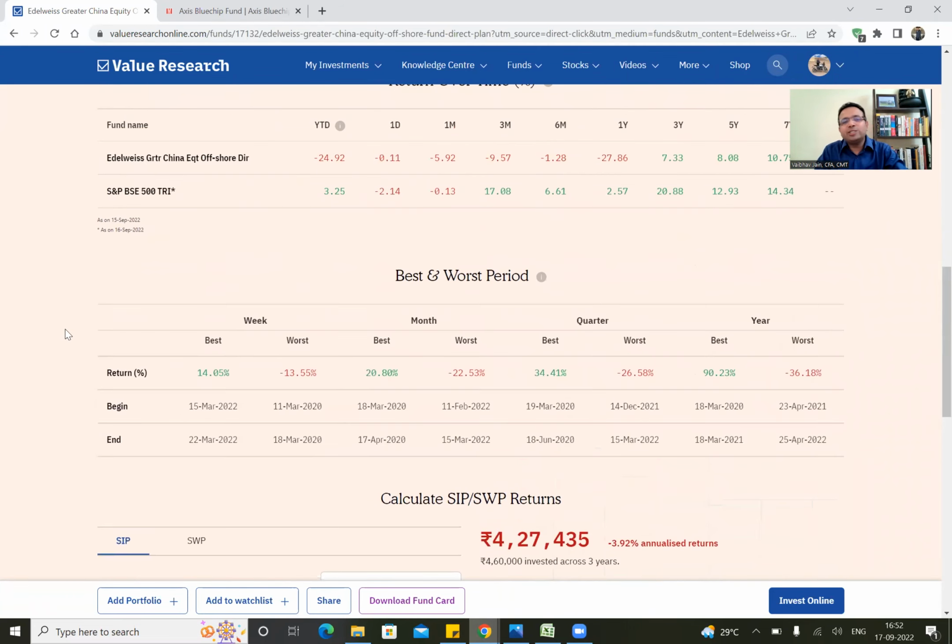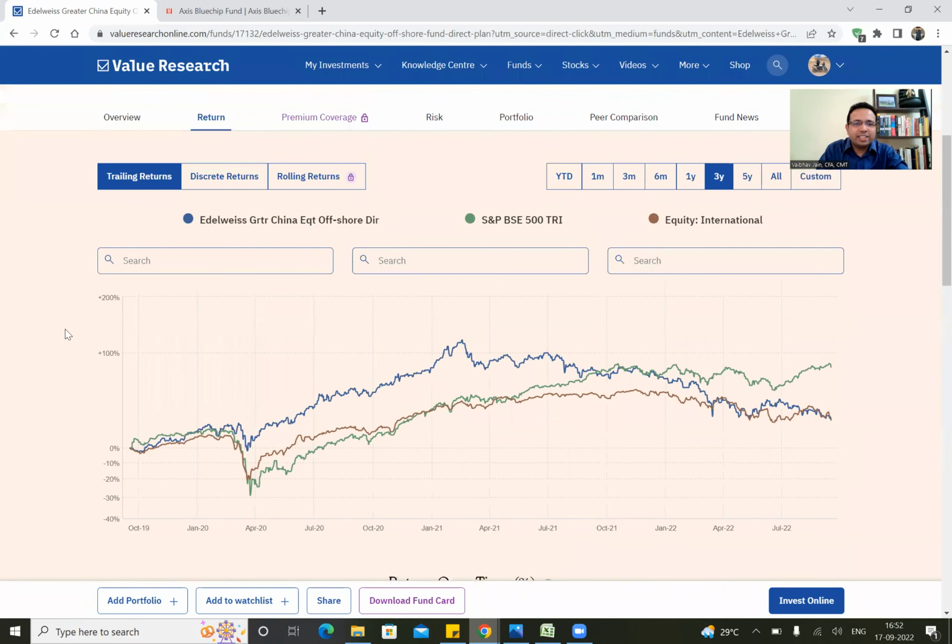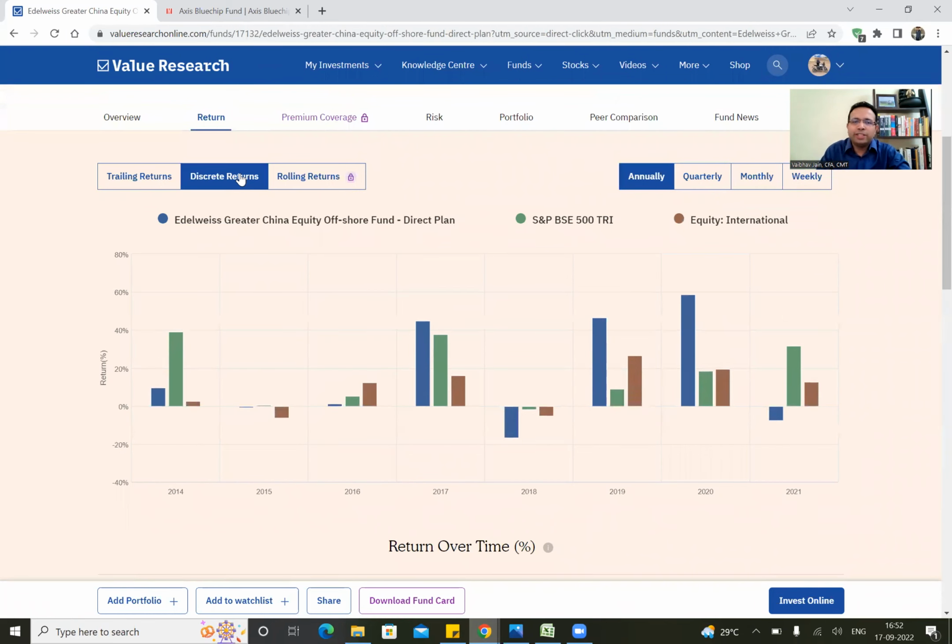Now, I hope you understood the difference between CAGR and XIRR. I'll just show what these different tabs mean, and then we'll go to the Excel. Discrete returns, I really like this concept whenever I am analyzing any equity or even equity mutual fund, that every year, how have you performed, because sometimes CAGR just averages returns over the period.